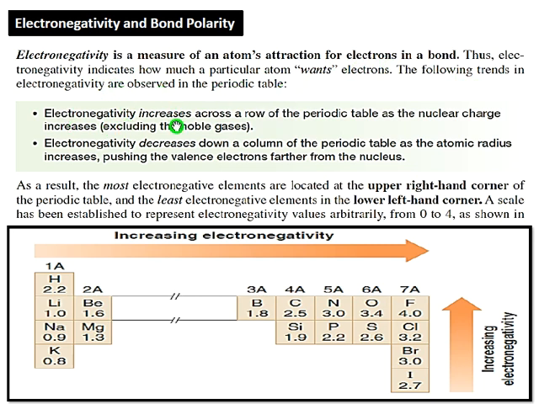The electronegativity increases across a row of the periodic table as the nuclear charge increases. Okay, that means the electronegativity will increase from the left to the right in the periodic table, and it will increase from the down to the up. Okay, from the down to the up in the periodic table.